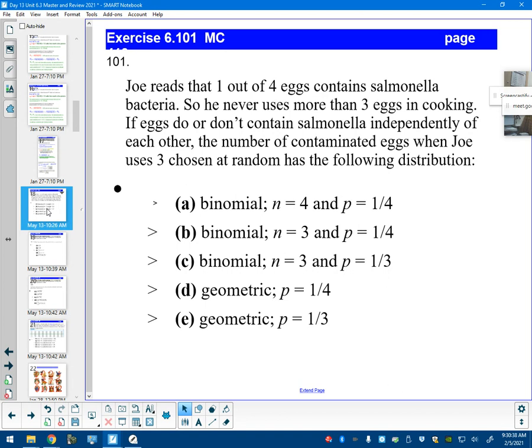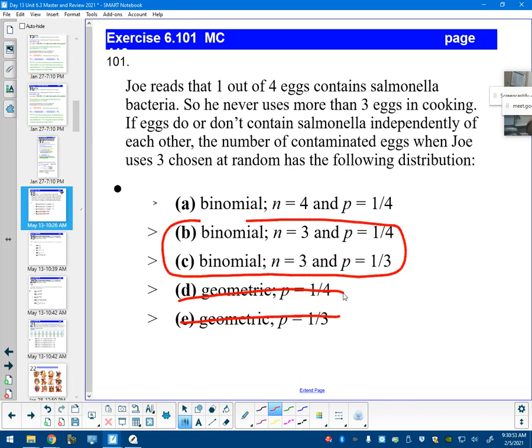So this is asking what kind of distribution this is. Well, there's a fixed number of eggs. He's picking up 3. So we know it can't be geometric. And he's only getting 3 eggs, so it has to be either B or C. And the probability of getting a bad egg is 0.25, so it's 1/4. So the answer to 101 is B, as in boy.